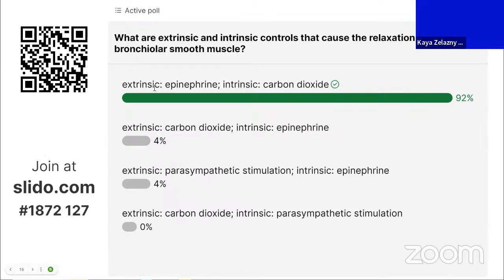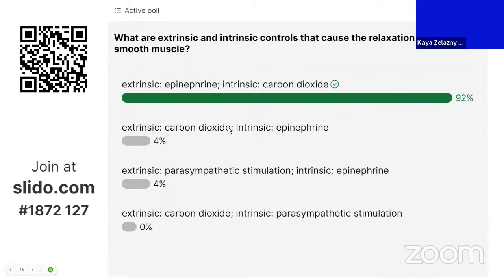And extrinsic means we're coming from somewhere else, right? The carbon dioxide is going to be local. It's going to be right within the lungs, versus the epinephrine is extrinsic because it's coming from our adrenal glands.